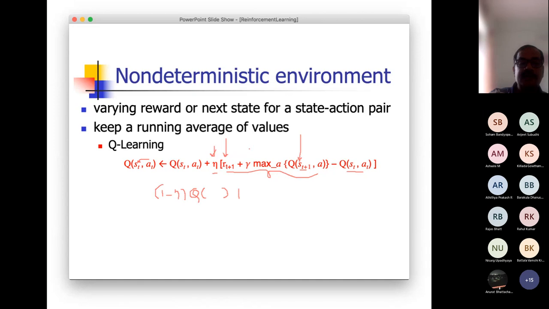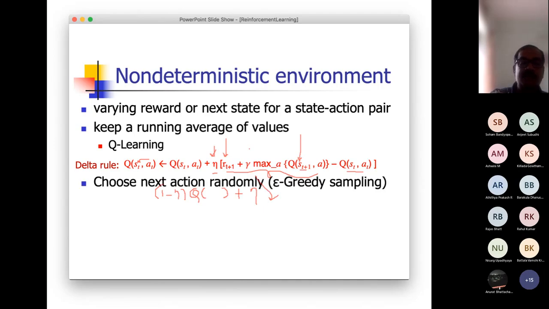Q at that state action pair times (1 minus theta), plus theta times this cumulative value. So this is the weighted average I'm talking about. This is a running average of the value. This is what you are getting at that point because of these actions, and this was your stored value. You go on doing these iterations, and at every exploration, finally, when it converges for every state action pair, then you stop. So this is called the delta rule once again.